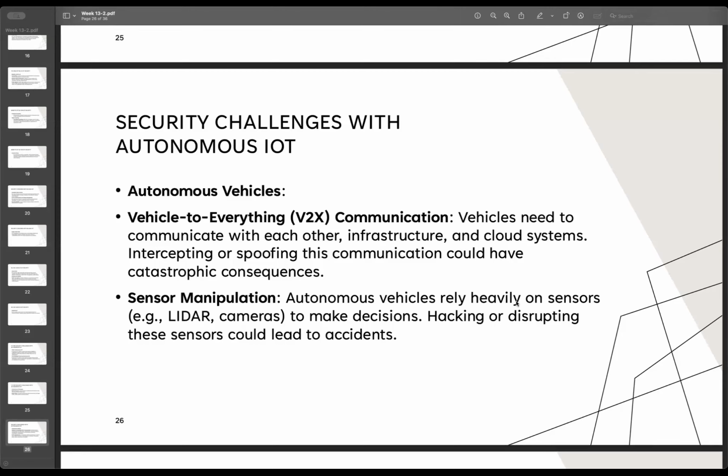So we need to think about it, and also sometimes there is sensor manipulation. They rely heavily on sensors, like LiDAR or the cameras, to make decisions. So once they are hacked, based on hacking or disrupting these sensors, it may lead to accidents. Okay, so that's a really serious problem. So we need to think about this type of challenge.